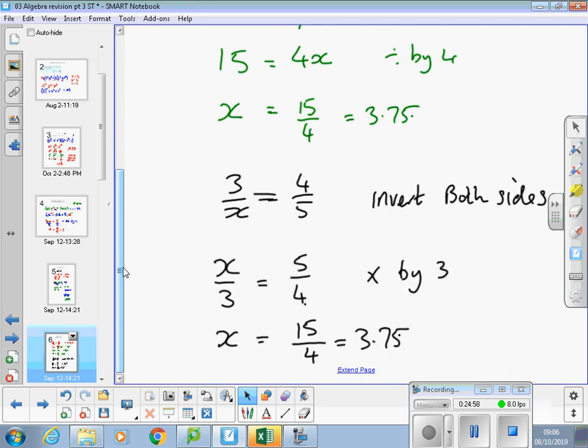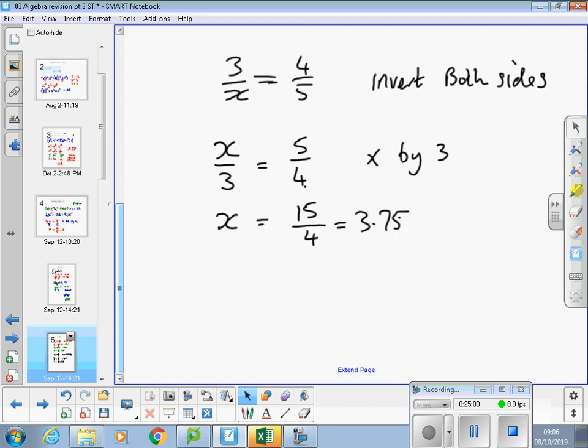What happens if I invert a constant? What do I have to write if I invert 6?